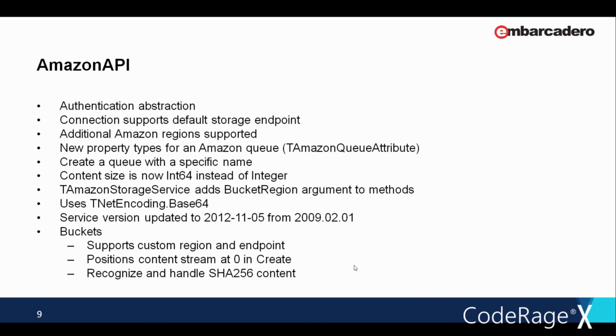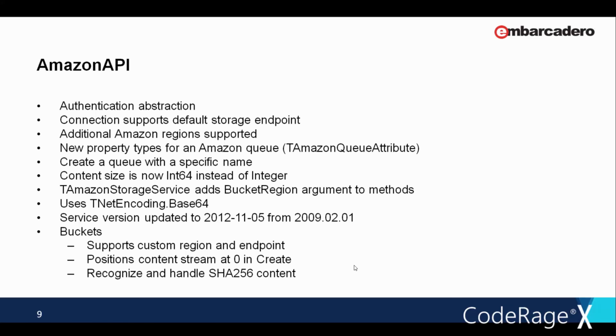For the Amazon API, there's a new authentication abstraction. The connection property, or the connection component, also supports configuring a default storage endpoint. There's support for additional Amazon regions. There's a new property type for Amazon queues. You can look up the Amazon queue attribute to see what that has. You can create a queue with a specific name. Content size that's returned is now Int64 instead of integer. So for larger content blocks, you don't have a size issue.